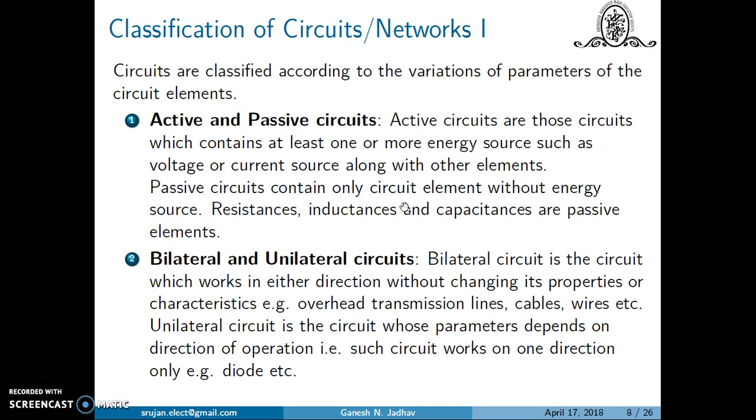A passive network has only circuit elements without any energy source. Resistance, inductance and capacitance are the passive elements. If there is no energy source, we can consider it a passive circuit.